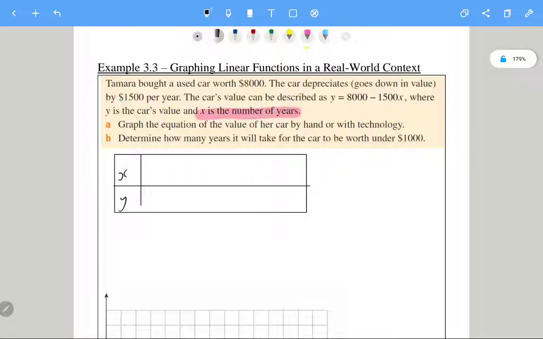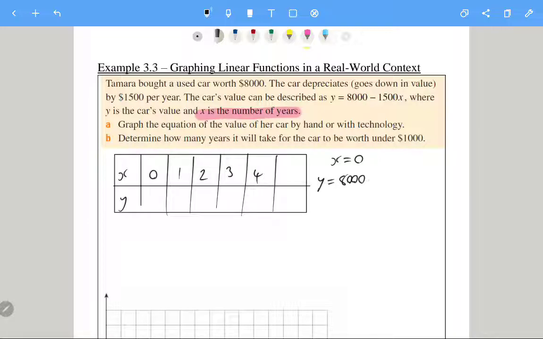Now a lot of you would say, well, what happens after 1 year? I would also say it's useful to know what happens at 0 years. What's the car worth right now? And then we can work out 1, 2, 3, 4, etc. And we'll start with a few, and hopefully we might even see a pattern if we work out a few. So let's try x equals 0. We get y is equal to 8,000 minus 1,500 times 0. 1,500 times 0 is 0, so it's just 8,000.